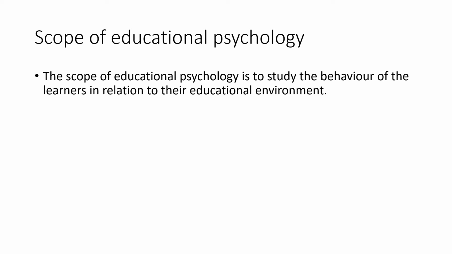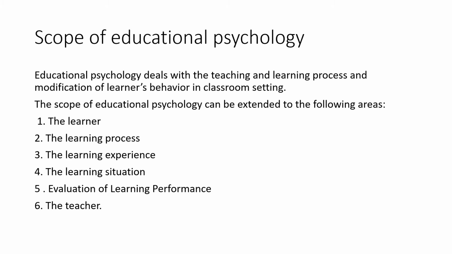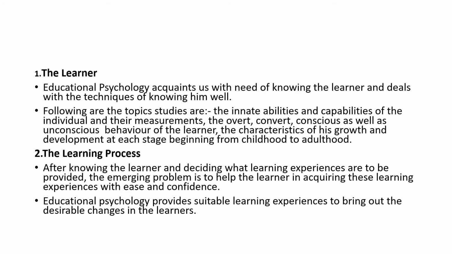The scope of educational psychology is to study the behavior of the learners in relation to their educational environment. Educational psychology deals with the teaching and learning process and modification of learners' behavior in a classroom setting. The scope of educational psychology can be extended to the following areas: the learner, the learning process, the learning experience, the learning situation, evaluation of learning performance, and the teacher.